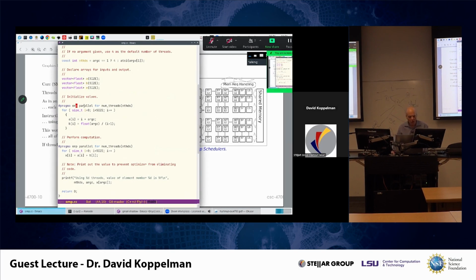So this is a loop. OMP parallel for. It's going to parallelize this loop. Do the same thing here. Easy.